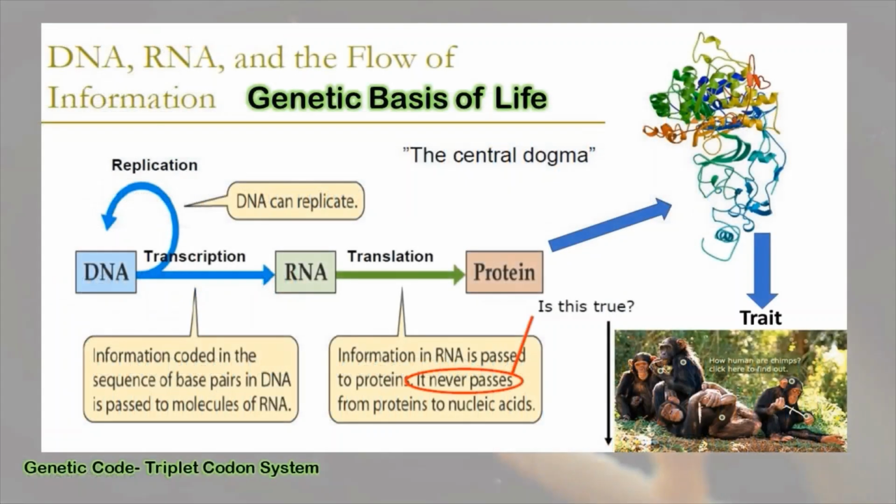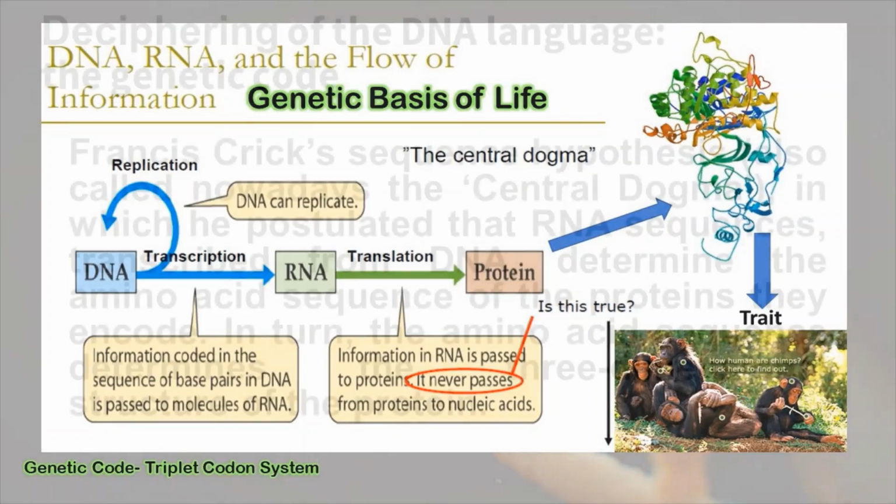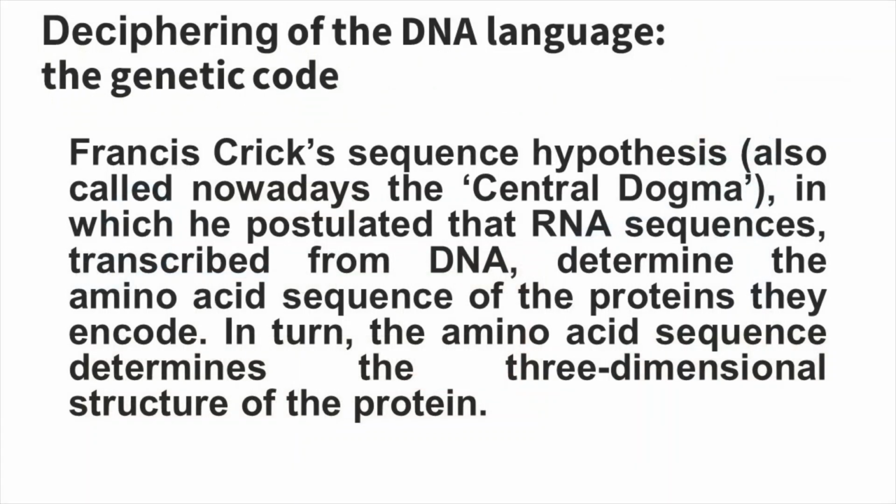Flow of information in living systems occurs from DNA to RNA to protein. This concept was hypothesized by Crick and it was called central dogma, and based on this all the other further studies were made, and this also is an important milestone in genetics and also in biology.